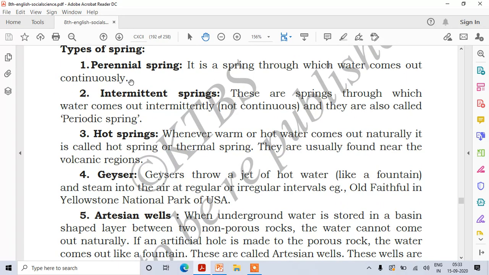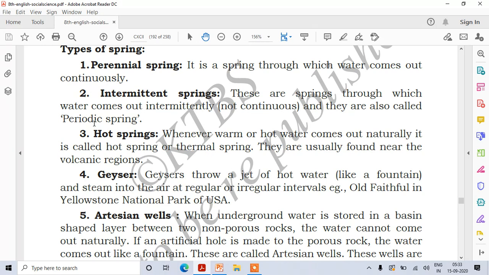What is a perennial spring? It is a spring through which water comes out continuously. Perennial means all over the year, so through this spring the water will come out continuously. Next we have intermittent springs. These are springs through which water comes out intermittently. Intermittent means not continuous, and they are also called periodic springs. Time to time the water will come out, not always.